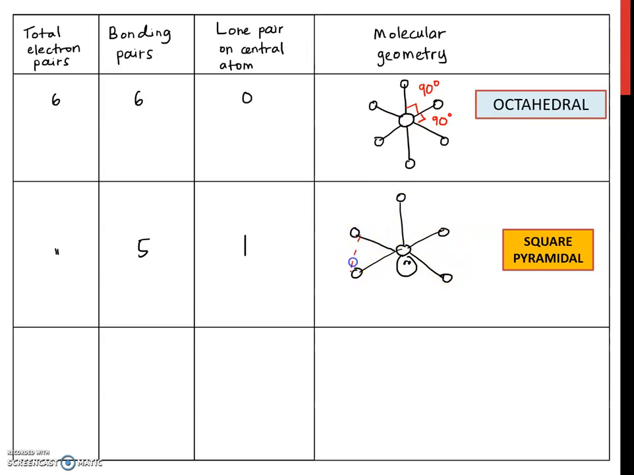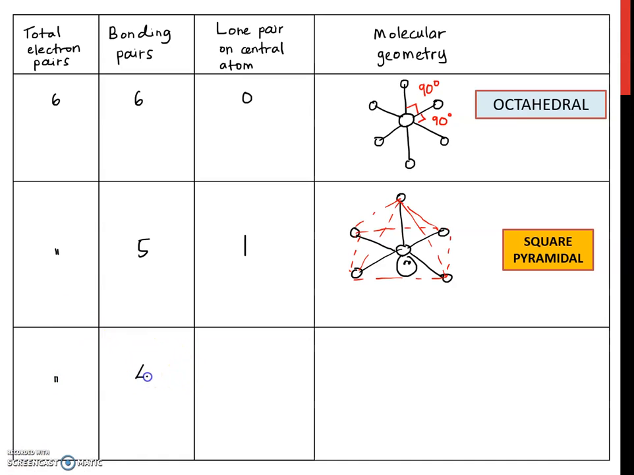So the base is in the shape of a square. And then it forms a pyramid on top. So that's why the name is square pyramidal. So the structure is distorted because of the presence of the lone pair and bonding pairs. Next, under 6 electron pairs.